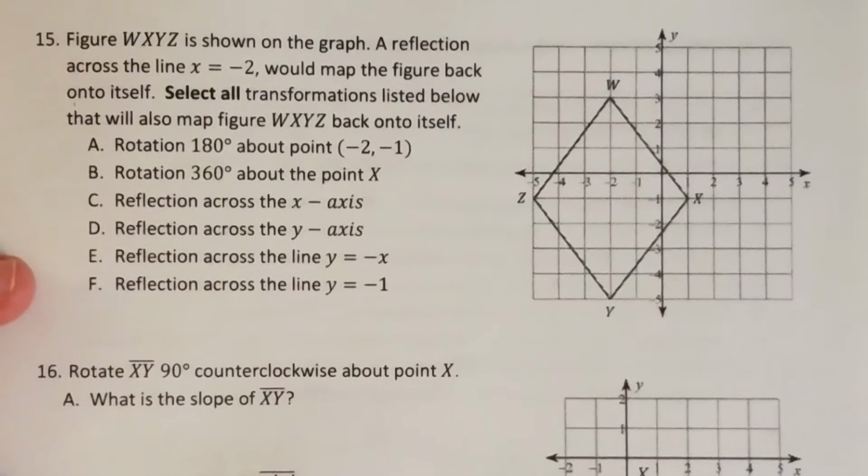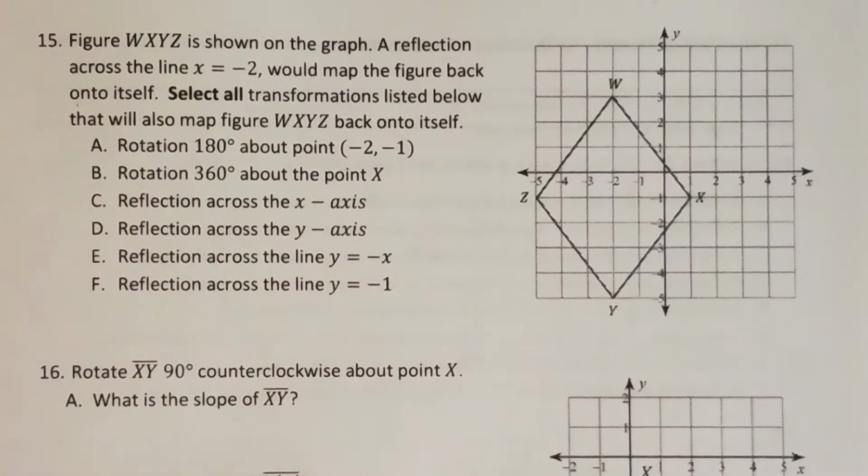So we're given a little bit of a story here. It says figure WXYZ, shown on the graph, a reflection across the line x equals -2 would map the figure back onto itself. So they give us an example to work with, and we're going to select all transformations listed that will also map WXYZ back onto itself.